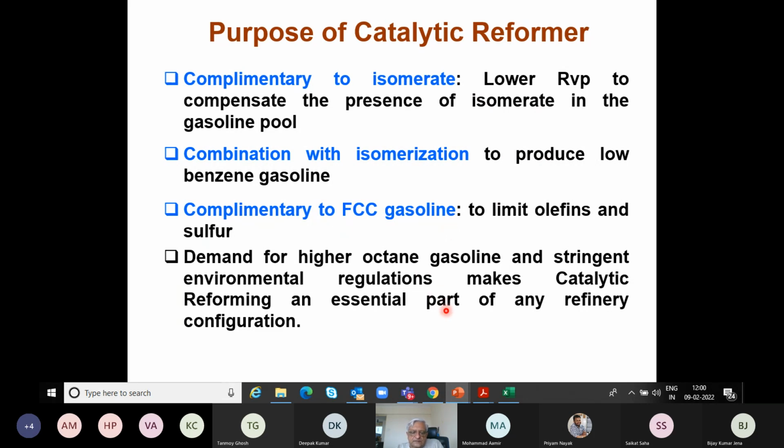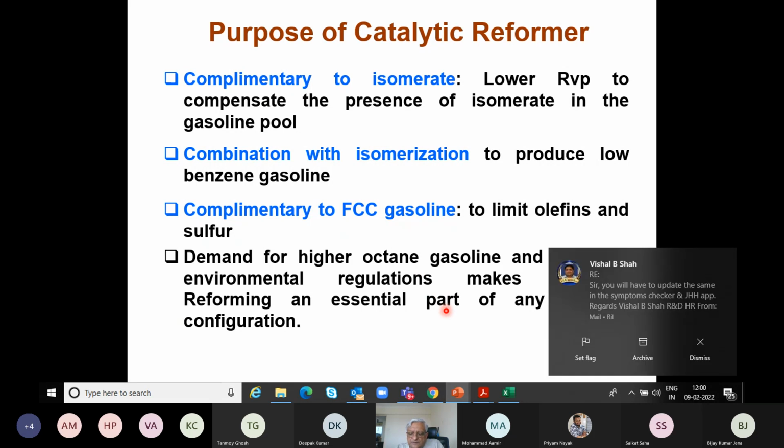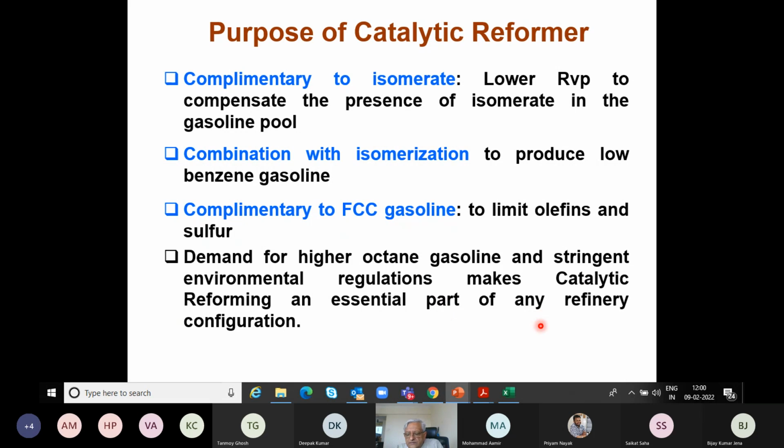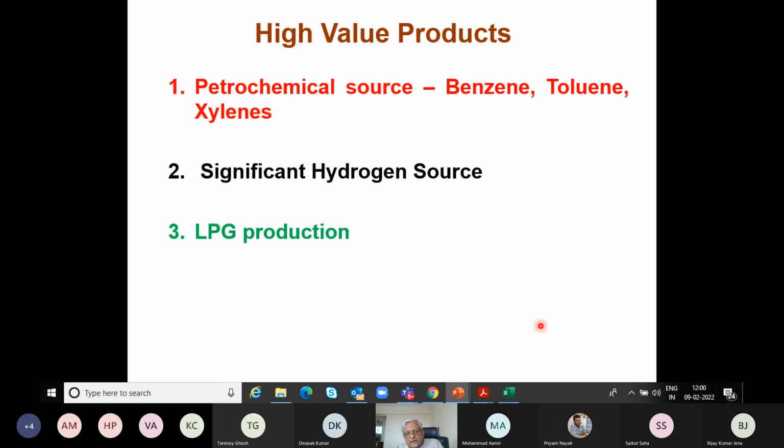Of course, we know that as vehicles are becoming more and more modern, they demand a higher octane gasoline. This particular technology not only produces gasoline, but it can be used to produce some very high value products as well.